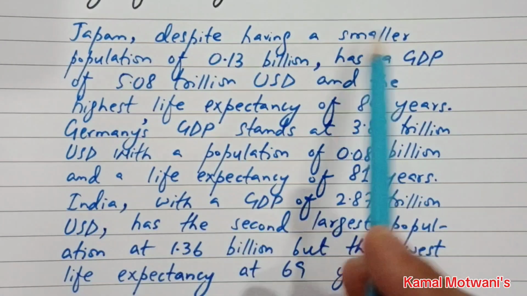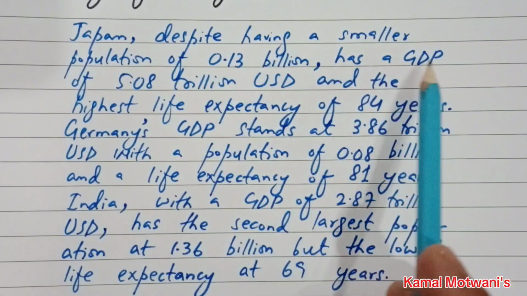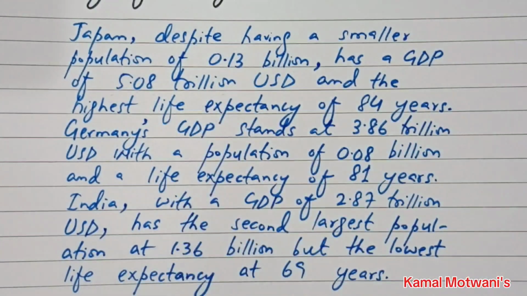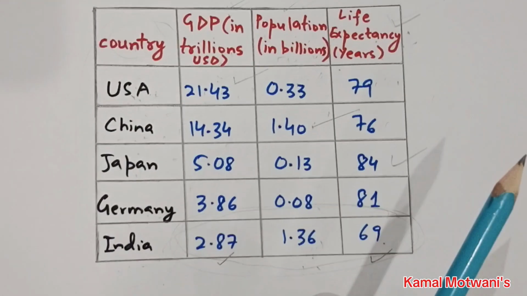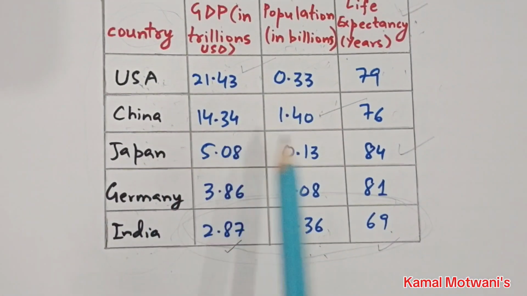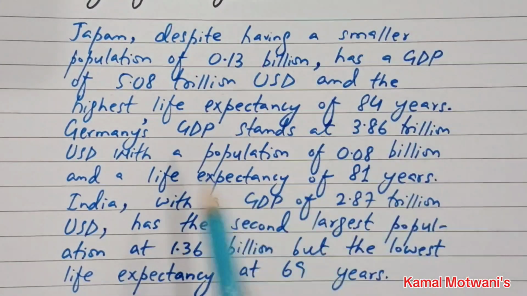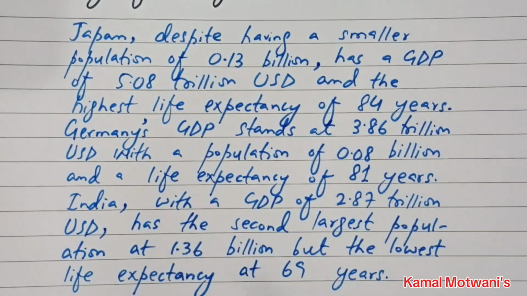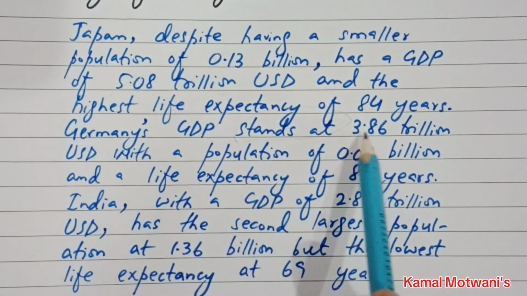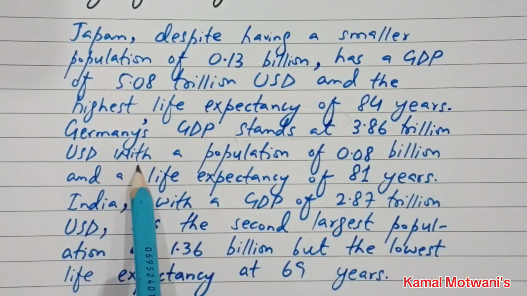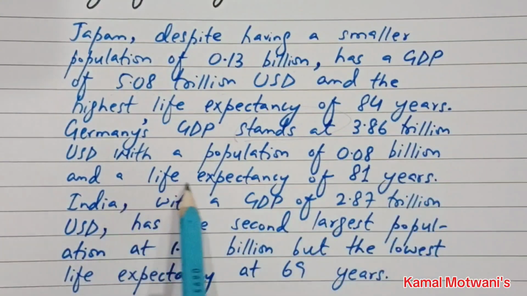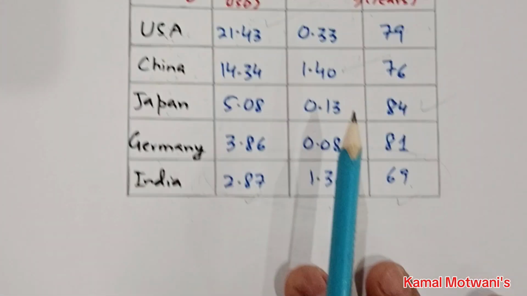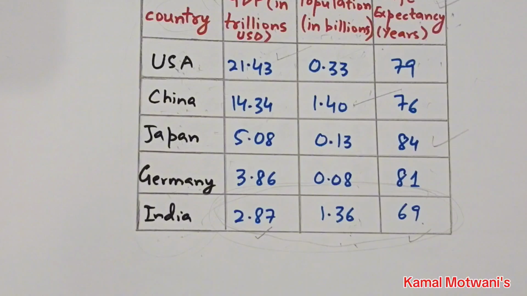Japan, despite having a smaller population of 0.13 billion, has a GDP of 5.08 trillion US dollars and the highest life expectancy of 84 years. Here is Japan. I have written the information of Japan pertaining to these elements. Then Germany's GDP stands at, now also notice the vocabulary I have used, stands at, see, 3.86 trillion US dollars with a population of 0.08 billion and a life expectancy of 81 years. This is how I have written the information of Germany with respect to these elements.